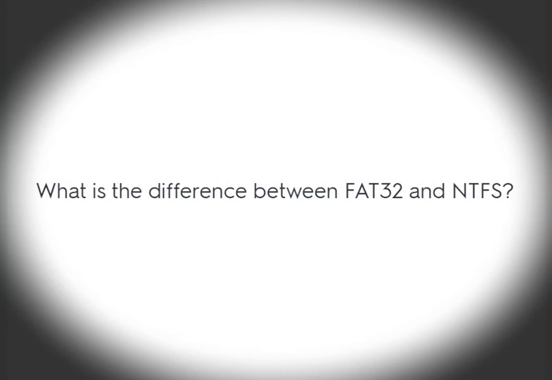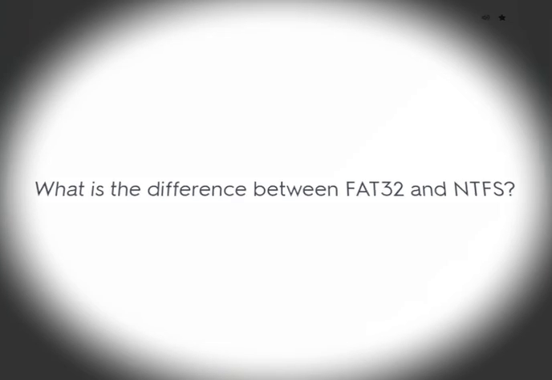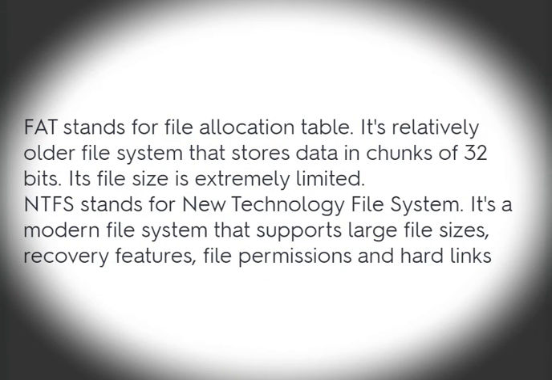What is the difference between FAT32 and NTFS? FAT stands for File Allocation Table. It's a relatively older file system that stores data in chunks of 32 bits. Its file size is extremely limited.